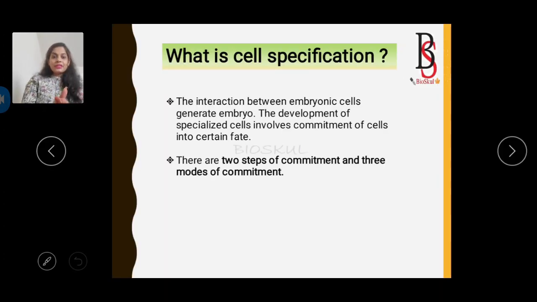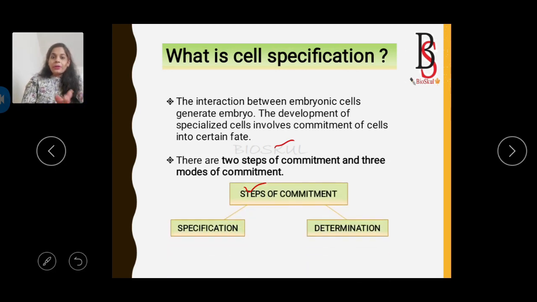What is cell specification? During the process of differentiation, cells are committed to develop into a particular cell type. That commitment is divided into 2 steps and 3 modes. So, what are the steps of commitment? There are 2 steps of commitment. The first one is specification and the second one is determination.